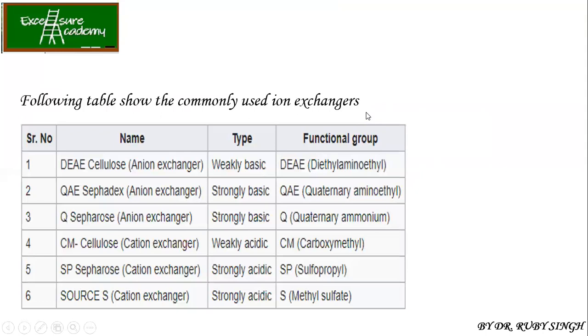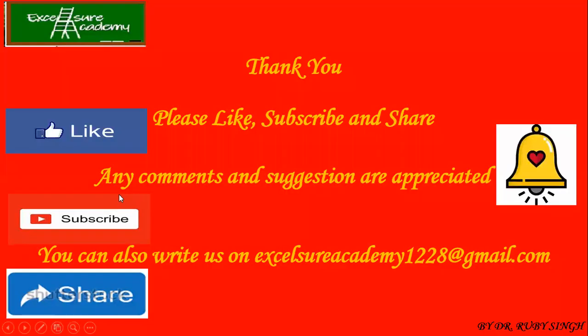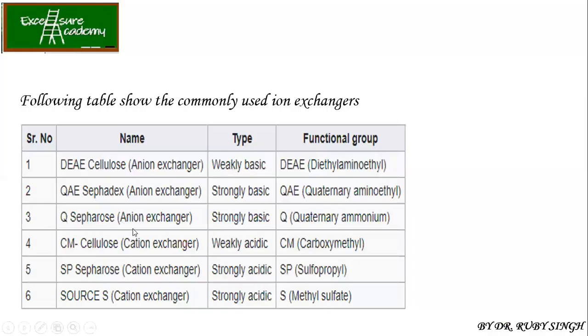So these are the examples showing strong ion exchangers or weak ion exchangers. As I mentioned before, Q Sepharose is strong and DEAE cellulose is a weak anion exchanger. So just go through these slides and please try to remember a few of them so that it becomes easy for you to solve the big questions.